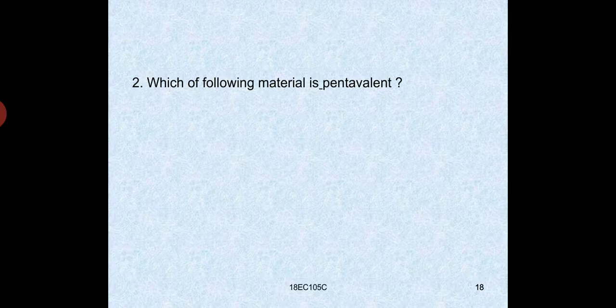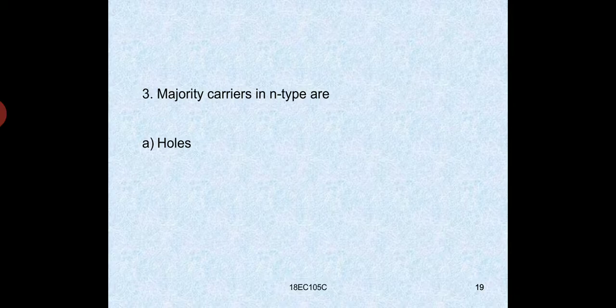Which of the following materials is a pentavalent material? A is boron, it cannot be. B is arsenic, and C is gallium. It is arsenic, because in the previous example we have added arsenic to a pure semiconductor silicon material. Majority carriers in n type material are A holes and B electrons. Naturally they are electrons.